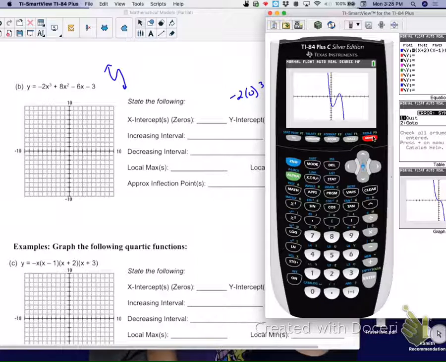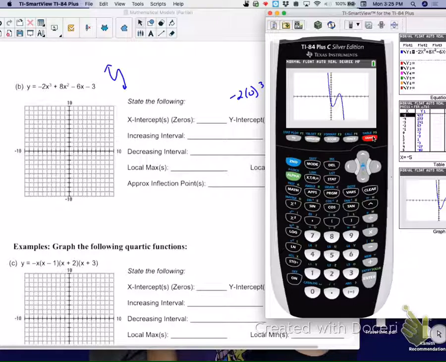Now this one unfortunately does not have nice numbers for my zeros at least, so we're going to have to estimate where those are. Same thing with our minimums and maximums. I'm going to just give you the minimum and maximum. I don't think we need to go through that process again, but I do want to show you how to find zeros because we haven't done that.